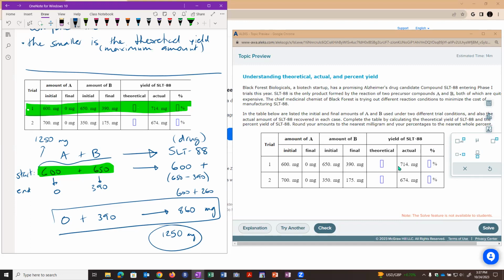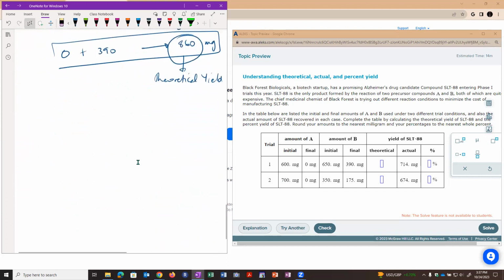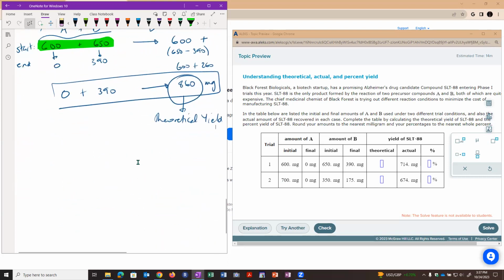So the theoretical yield here is going to be, what did we decide? 860 milligrams of the drug that we should be able to get. If everything worked out perfectly, that's how much we should get. It's telling us though that the actual yield, when we actually did this experiment in the lab, we actually get 714 milligrams. And the theoretical amount, which we just calculated, was 860 milligrams.